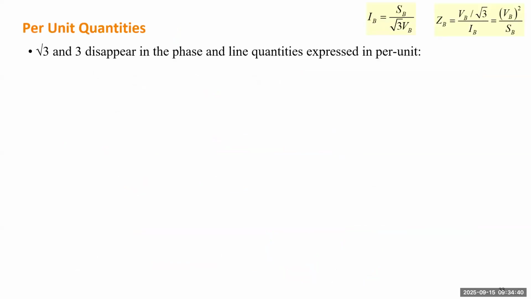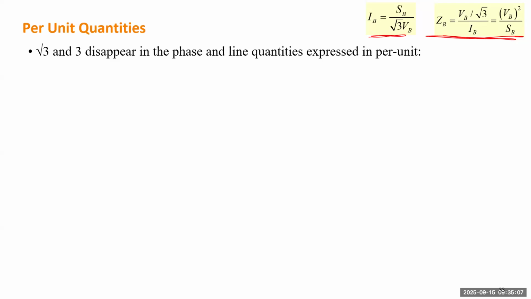All right, let's talk about how to calculate the per unit quantity, with base values defined. From the previous slides, those formulas are very useful for us to find base values from already known base values. Basically, calculate the base value of current or impedance from voltage and power.